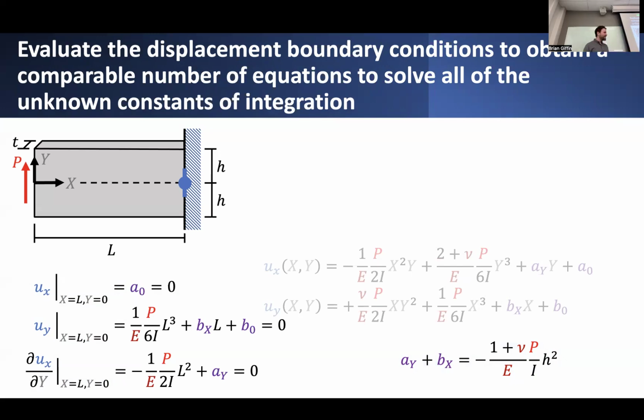You can do the same thing, go to uy and say at this point, at x equals L, y equals 0, uy has to be equal to 0. And you'll get another expression that's slightly more complicated involving the other 2 constants, bx and b0. And then finally, the expression that says that the rate of change of ux with respect to y has to be 0 gives you a final expression that relates a sub y. So 4 equations, 4 unknowns.